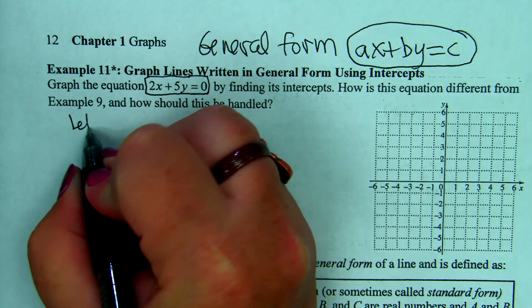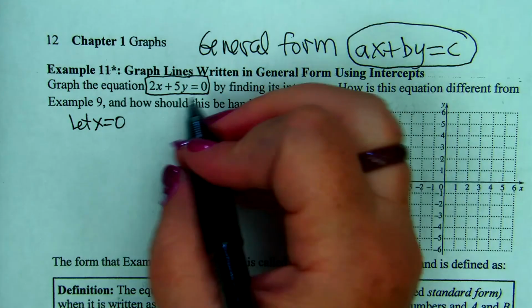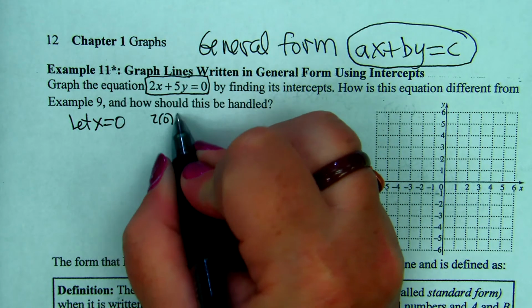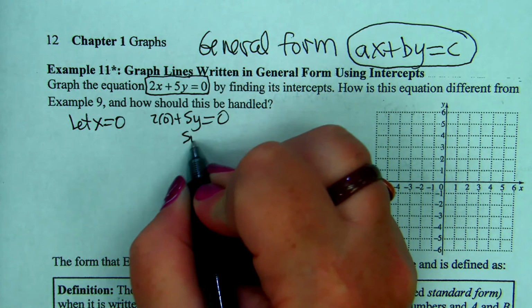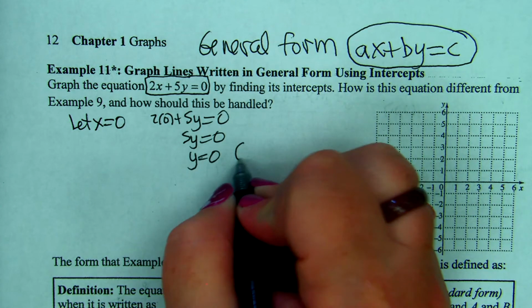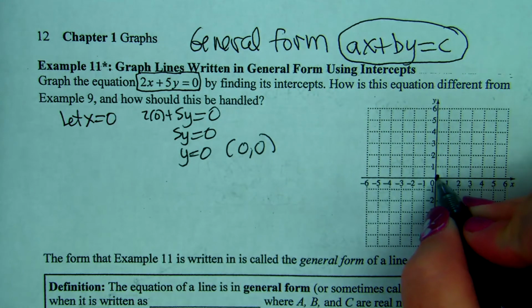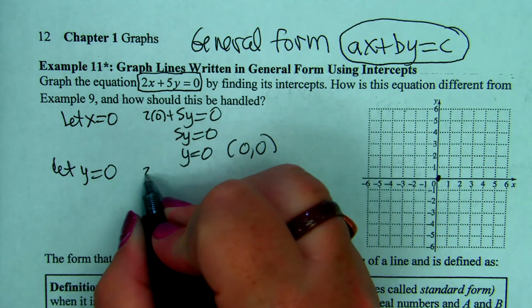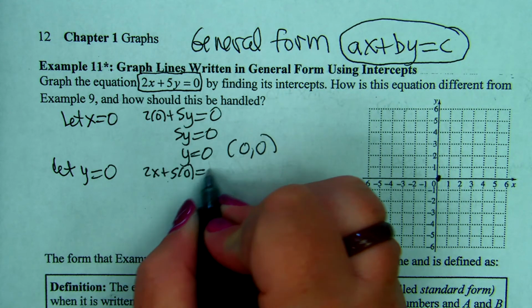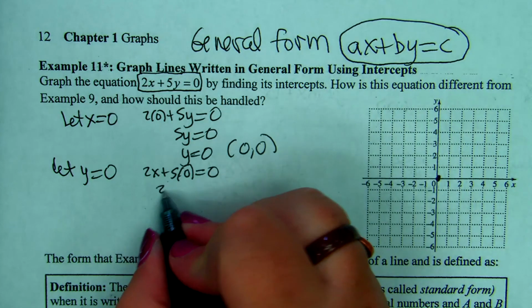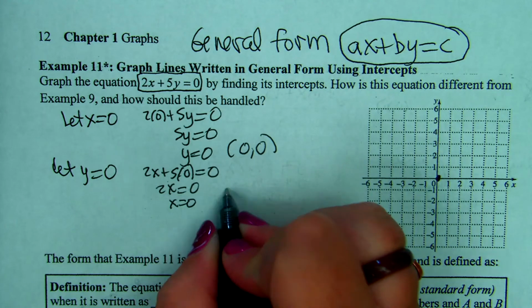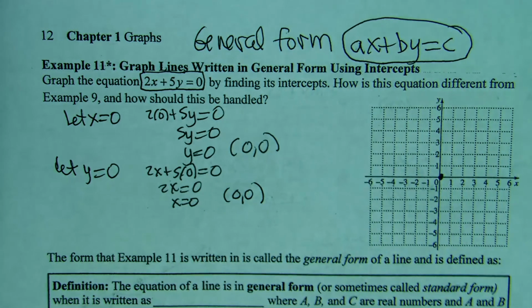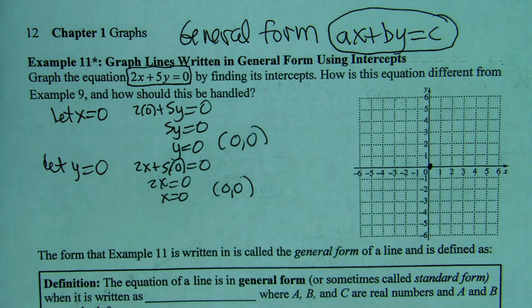So we let x equal 0, and we write 2 times 0 plus 5y equals 0, 5y equals 0, y equals 0. So we get 0, 0, and we graph it. Let y equal 0, 2x plus 5 times 0 equals 0, 2x equals 0, x equals 0, so we still have 0, 0. How many points does it take to draw a line? 2. How many points do we have? 1. So we need another point.